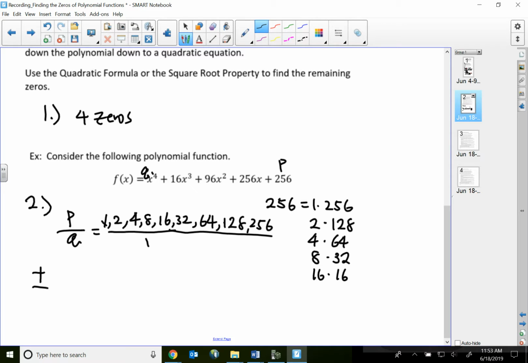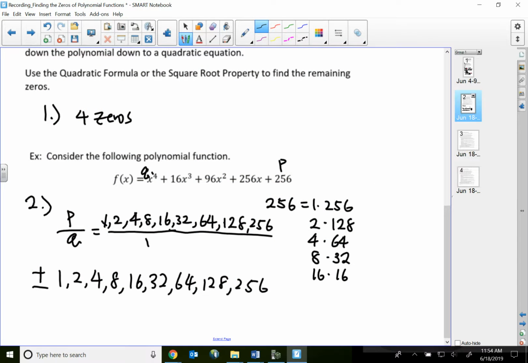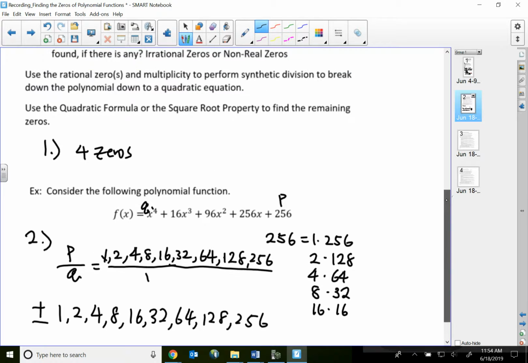So they're all going to be over 1. My P over Q is going to be 1, 2, 4, 8, 16, 32, 64, 128, and 256. So in a minute, after I graph it and do my table, I know I'm not going to have any fraction zeros. They're all going to be integers, so it's easier to find that way.